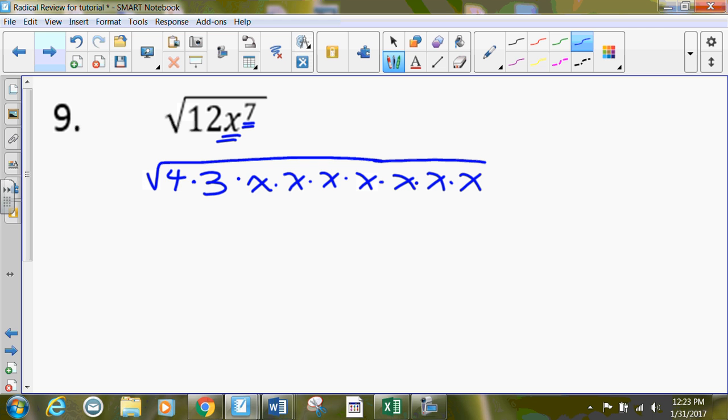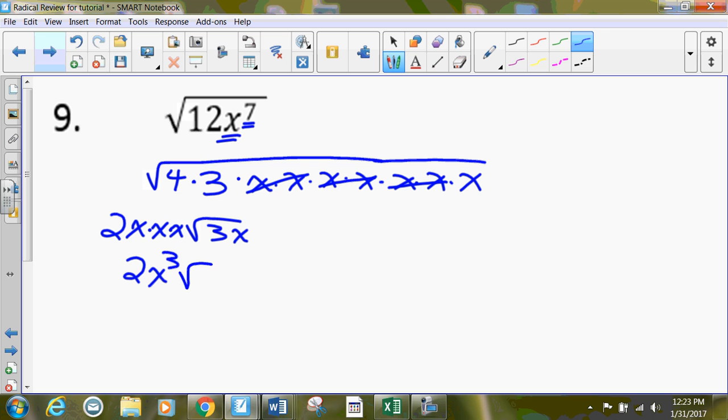I could say the 4 comes out because the square root of 4 is 2, and the 3 has to stay in, unfortunately. I'm going to rewrite it this way. And going back to the factor tree, every 2 things gets to come out. So x times x gets to come out once, x times x gets to come out another time, x times x gets to come out another time, and then there's an x left. So that gives me 2x cubed, square root of 3x.